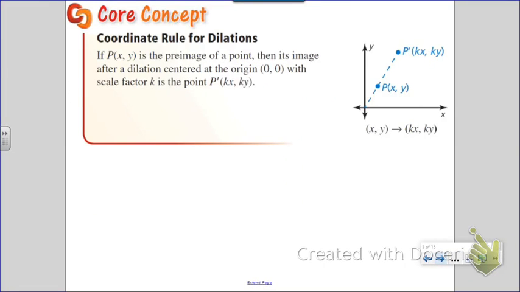The coordinate rule: if we have a point as the pre-image, its image after a dilation centered at the origin with scale factor is multiplying the x by the factor and then the y by the scale factor.